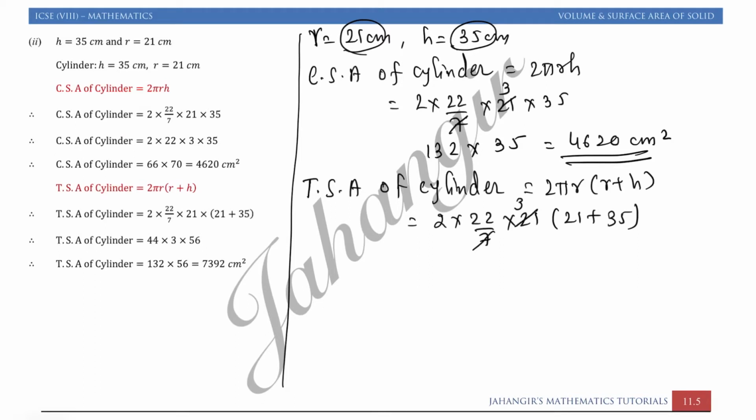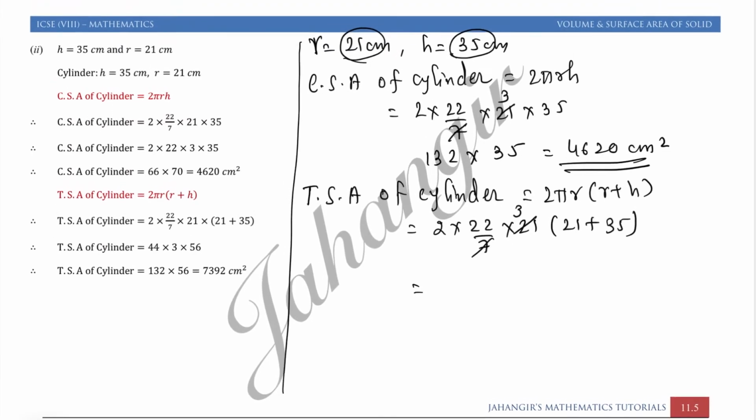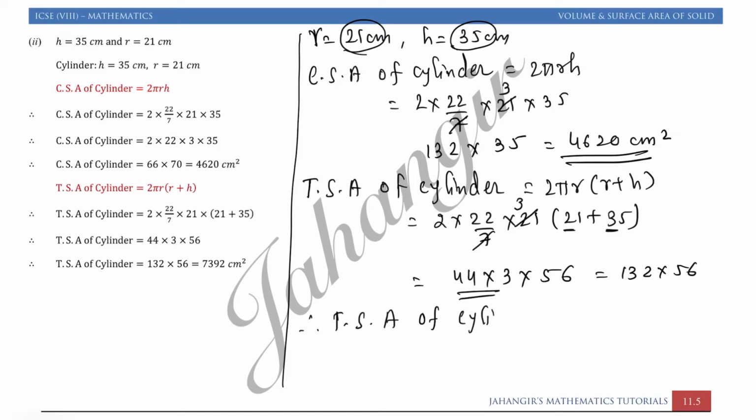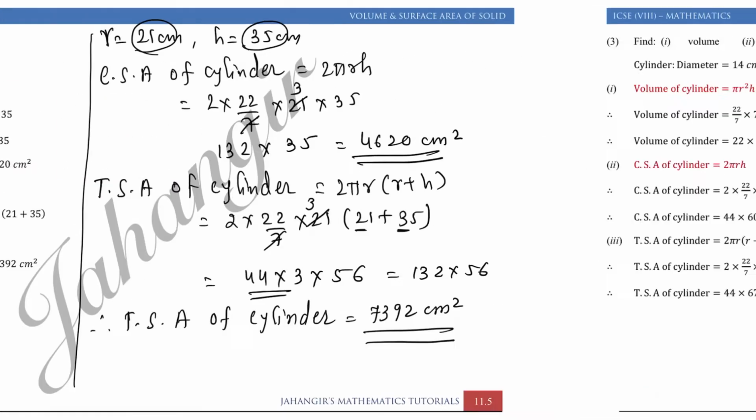7 ones are 7 threes are. So multiplying this, what you are getting? 22 into 2 is 44 into 3 into 56. So you will multiply that, you will get 132 into 56. So therefore total surface area of cylinder is equal to 7392 centimeter square. Hope you had understood how to just substitute and solve. You have to memorize the formula.